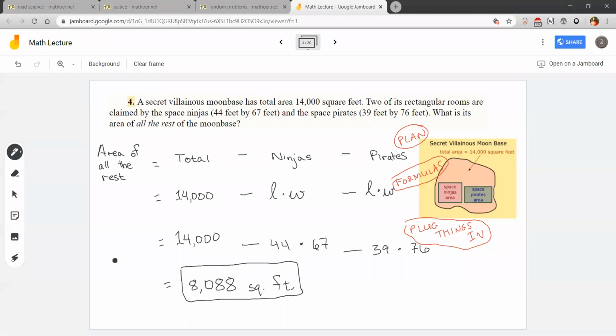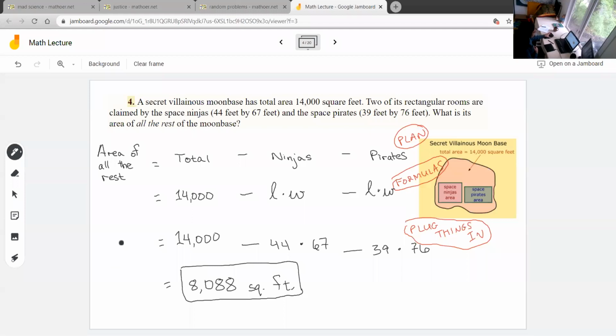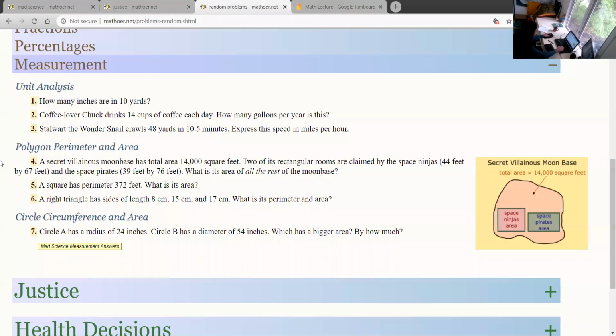Do we do a problem with the triangles? Yes, let's do a triangle problem. There is one before it though, so let's do the one before it and be working in order.